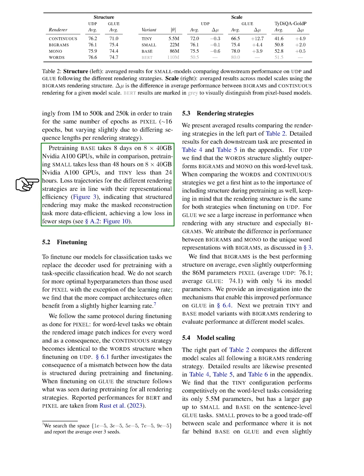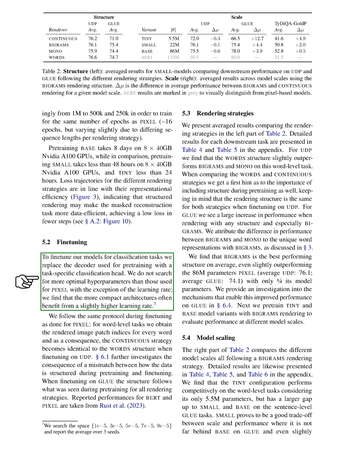Pre-training base takes 8 days on 8 by 40 GB NVIDIA A100 GPUs, while in comparison, pre-training small takes less than 48 hours on the same setup, and tiny less than 24 hours. To fine-tune our models for classification tasks, we replace the decoder used for pre-training with a task-specific classification head. We find that the more compact architectures often benefit from a slightly higher learning rate. When fine-tuning on GLUE, the structure follows what was seen during pre-training for all rendering strategies.